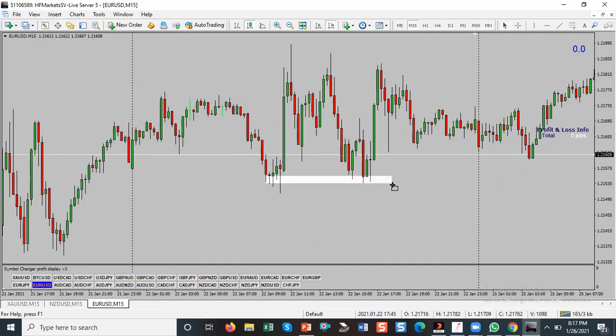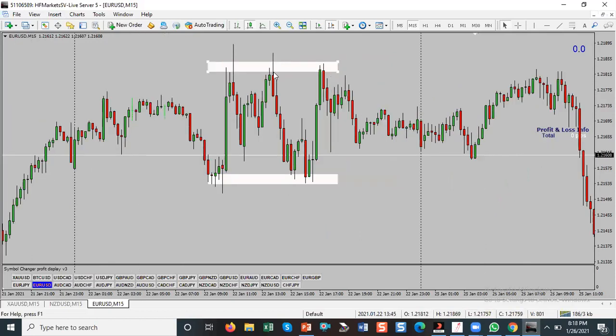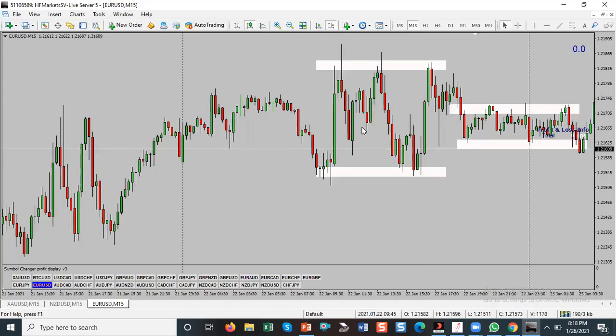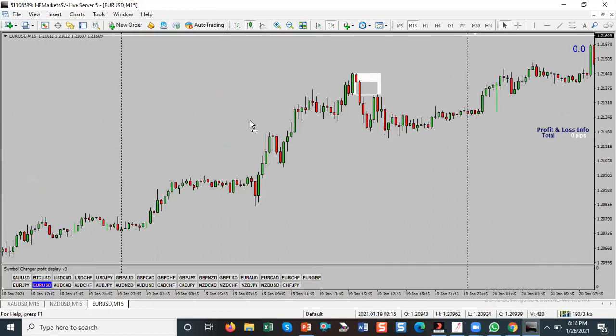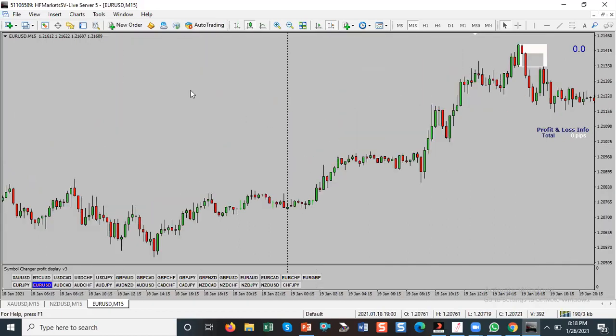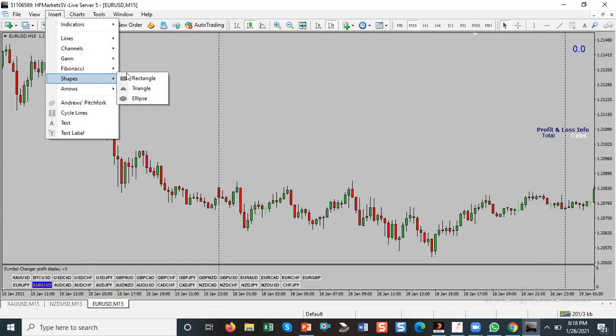We have here, this is support, and the top here is resistance. As you can see, three times price hits this area but could not penetrate through it. That is a resistance area. We also have this place, resistance, support. So this is another support area.